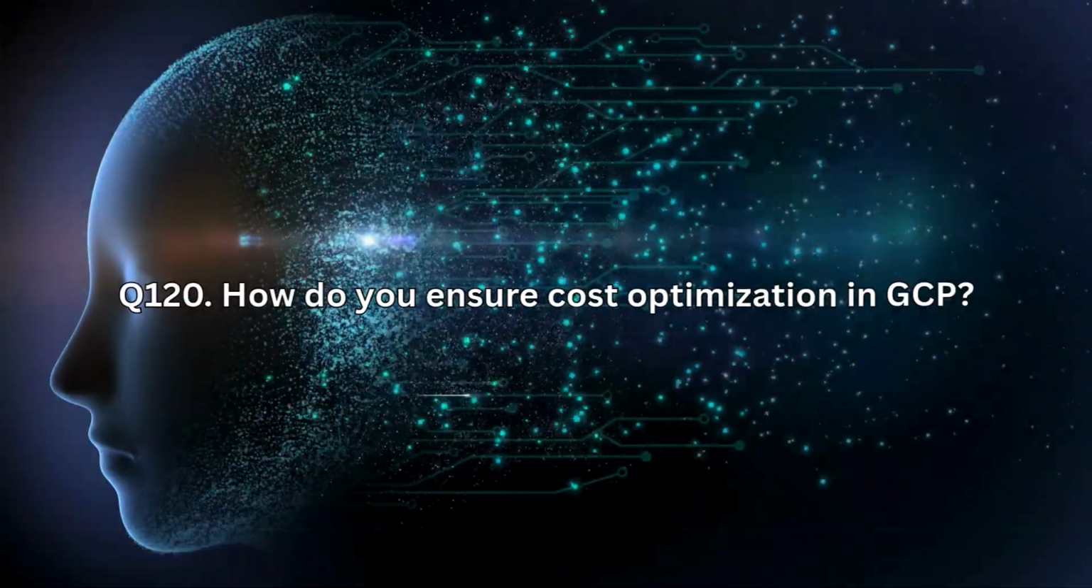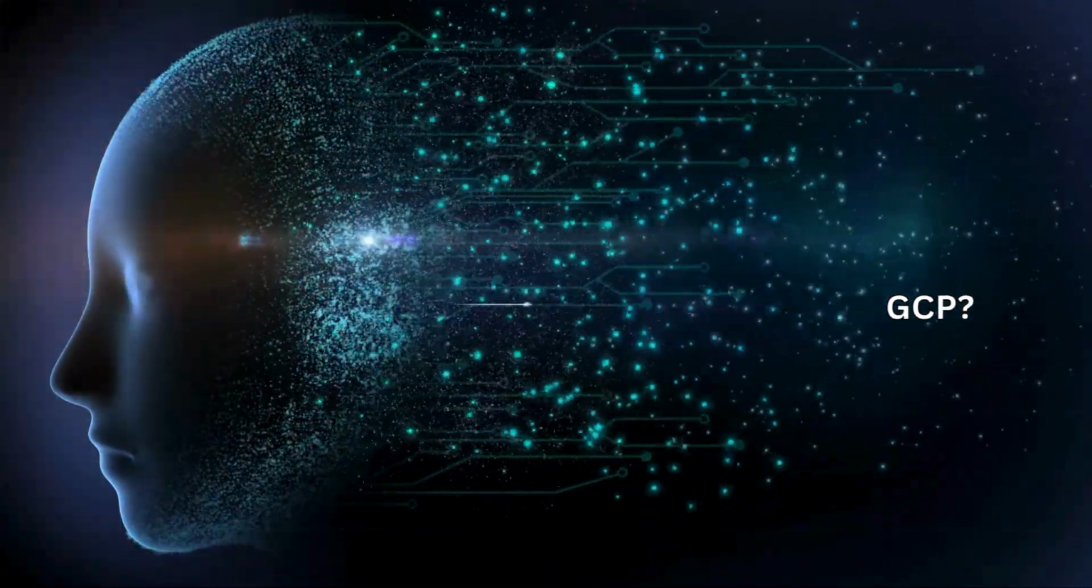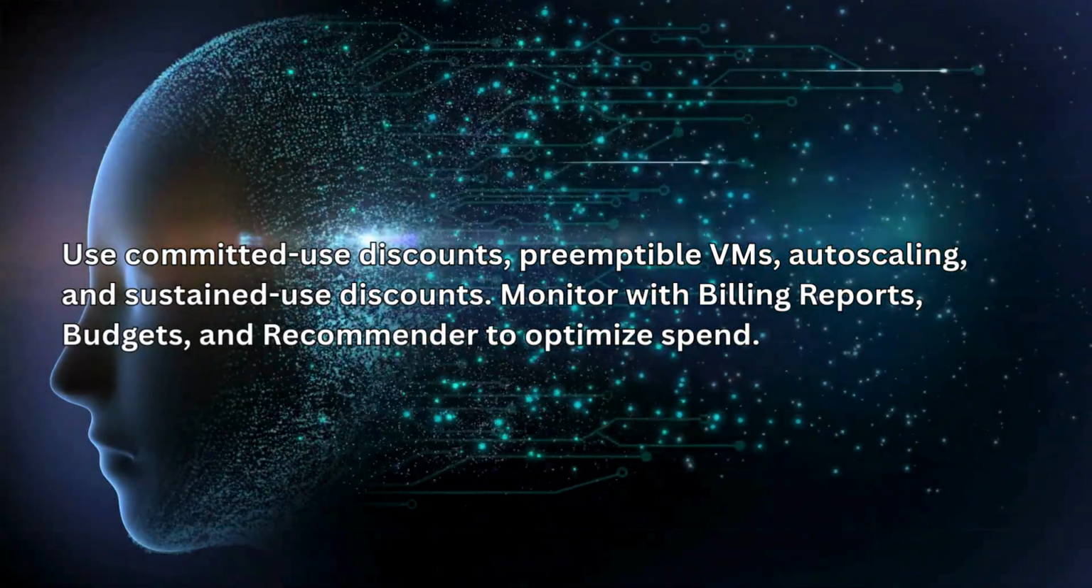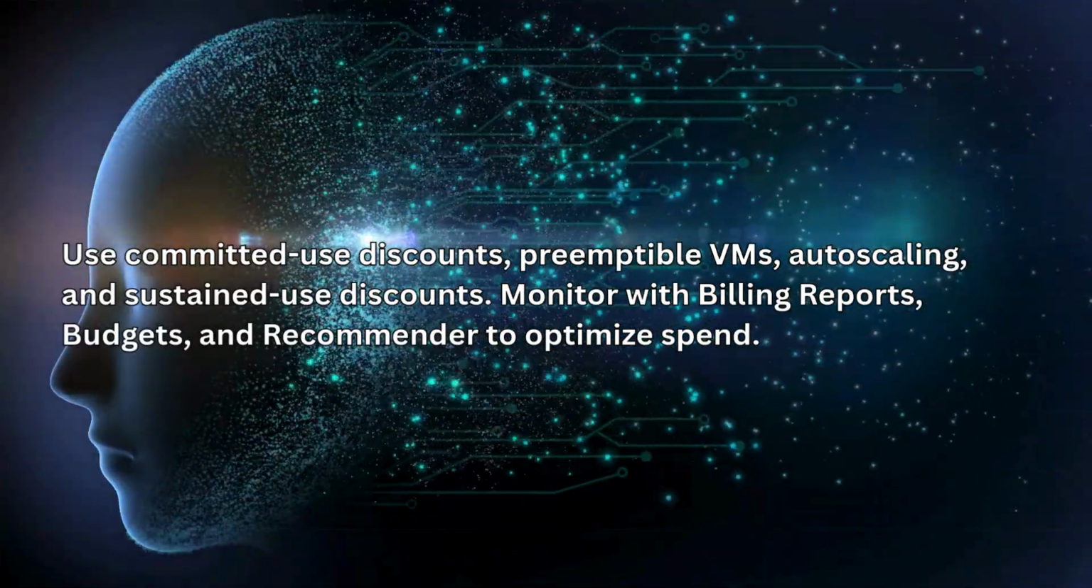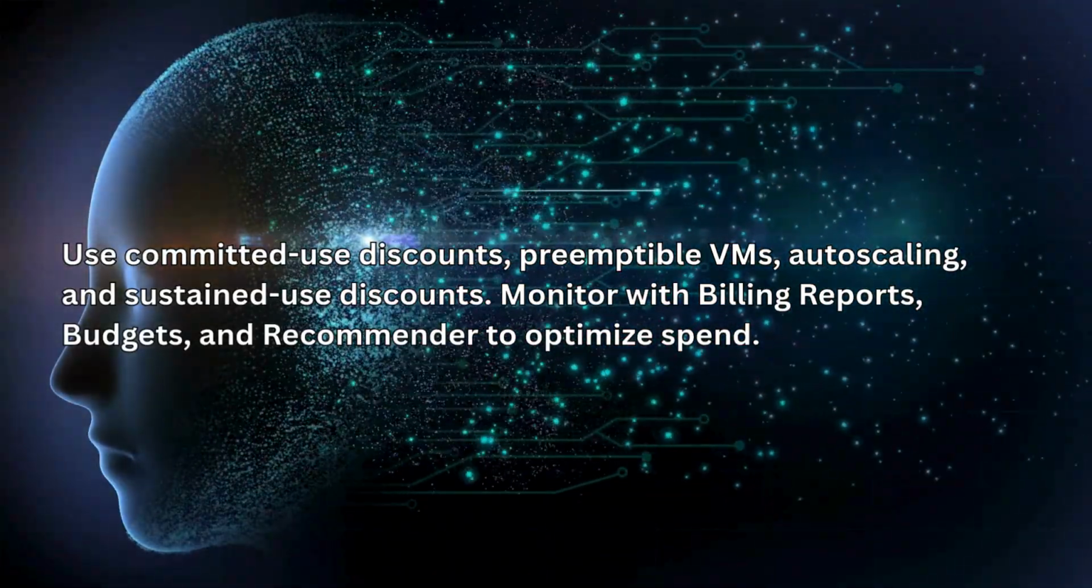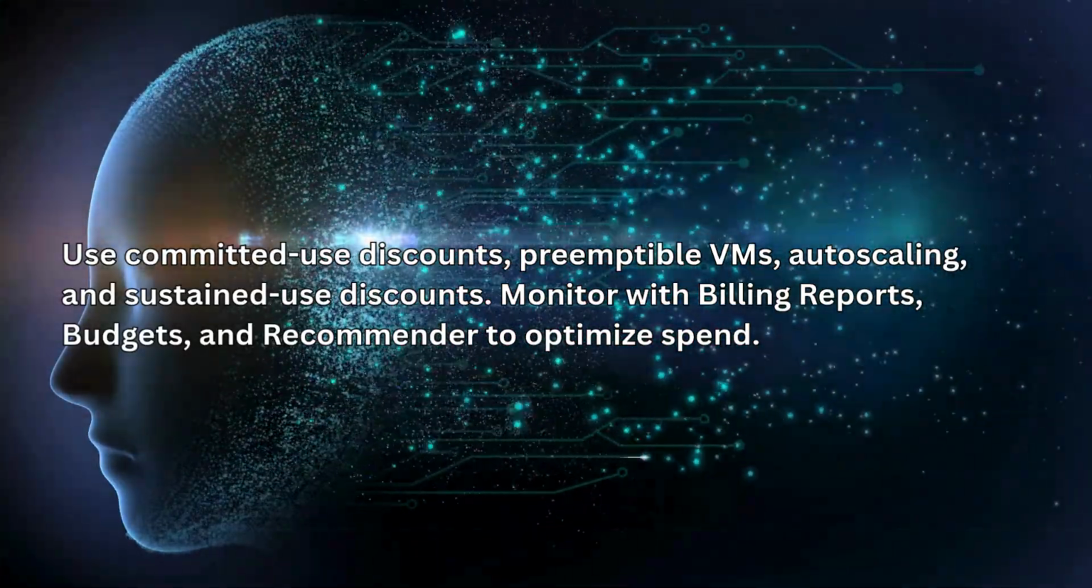How do you ensure cost optimization in GCP? Use committed use discounts, preemptible VMs, auto-scaling, and sustained use discounts. Monitor with billing reports, budgets, and Recommender to optimize spend.